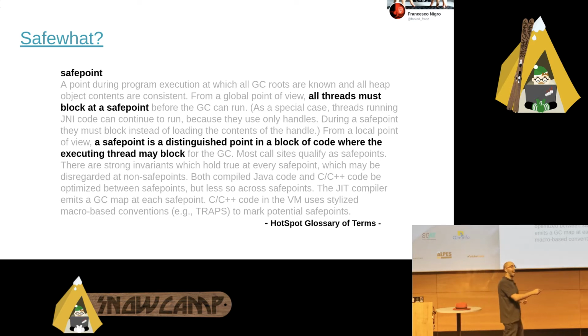This one, I know that many people are trying to read it. Don't read it, it's too long. That's the reason why it's in light gray. I put it just for the record. You can see on the site of the HotSpot JDK, OpenJDK, the glossary of terms.